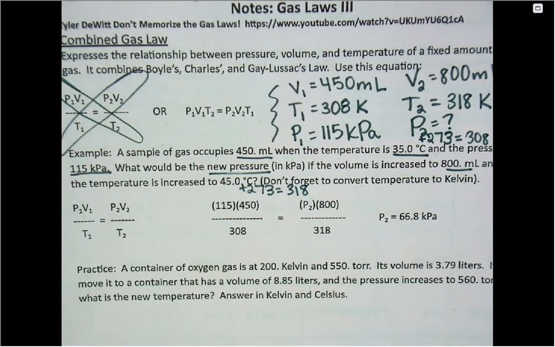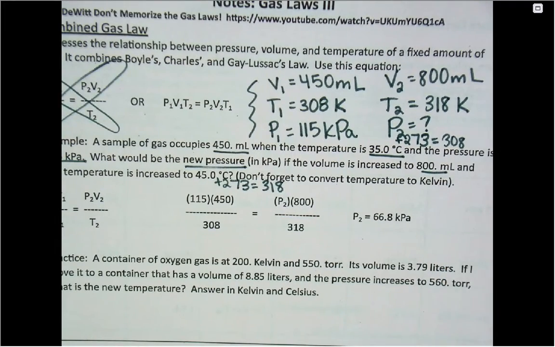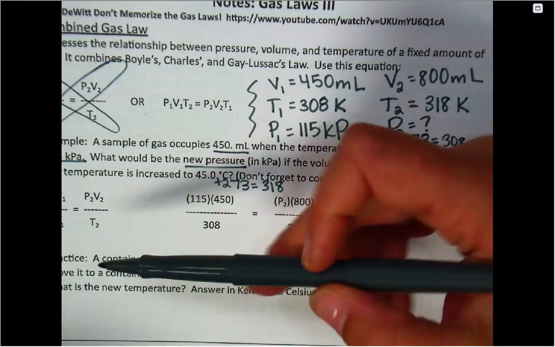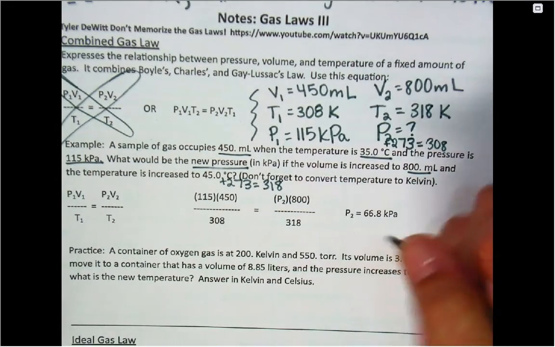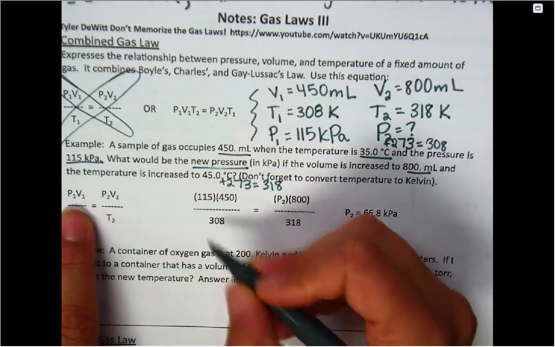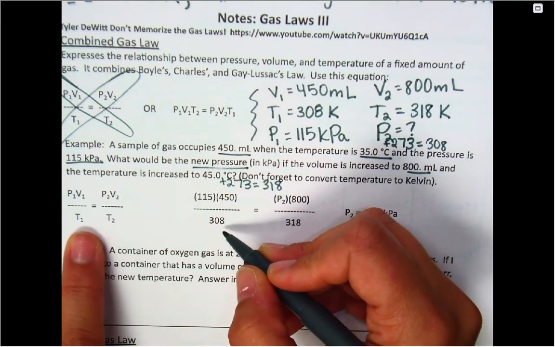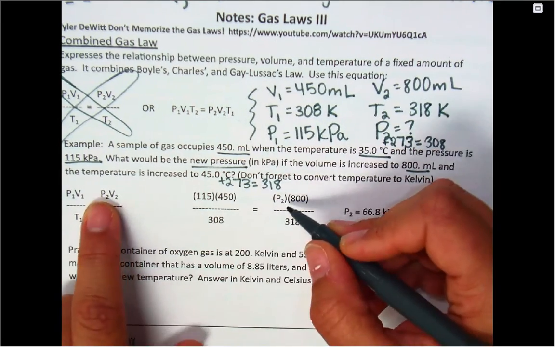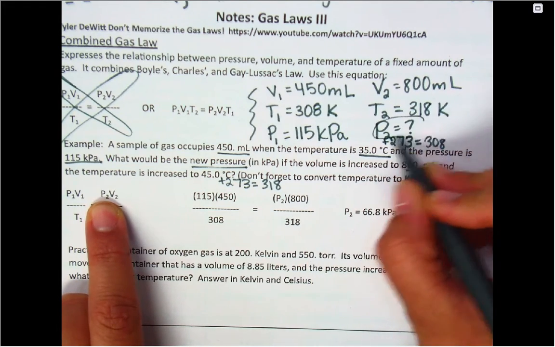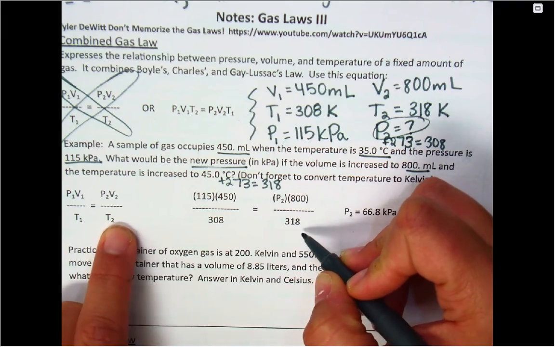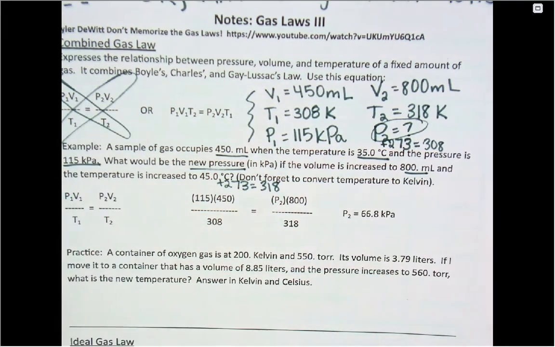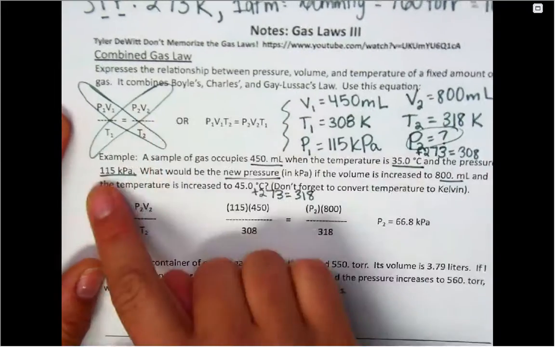All right. So now we have all of our givens. So we would plug that into our little setup over here that you see on your paper. Okay, and so we would see that we would have pressure 1, volume 1, temperature 1. Pressure 2, we don't know. That's who we're solving for. Volume 2 and temperature 2.